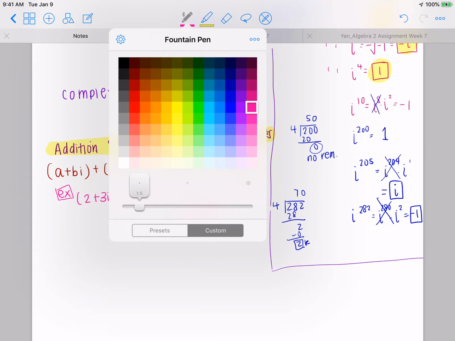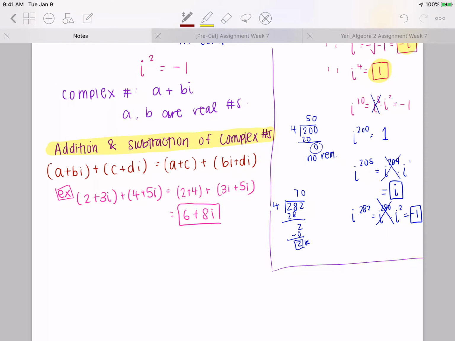Okay, pretty straightforward. Now let's do subtraction. If I have a plus bi minus c plus di, your negative will just distribute. So I would have a plus bi minus c minus di. And that's subtract our a minus c, and then we subtract our bi and di.